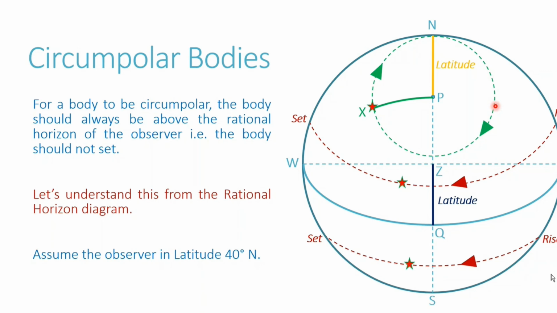So one condition which we can pick up from this rational horizon diagram is that for a body to be circumpolar, the first condition is: latitude of the observer and declination of the body should be of the same name.